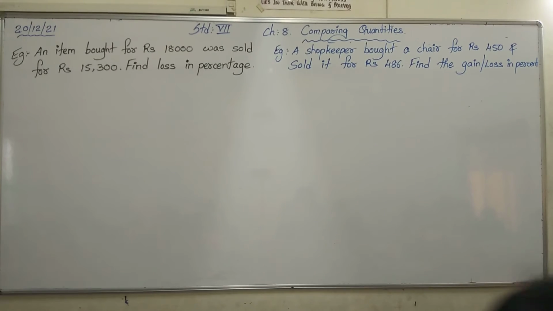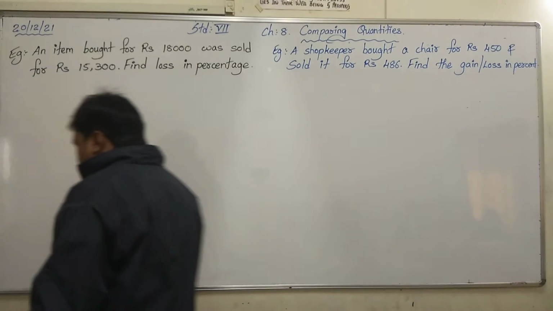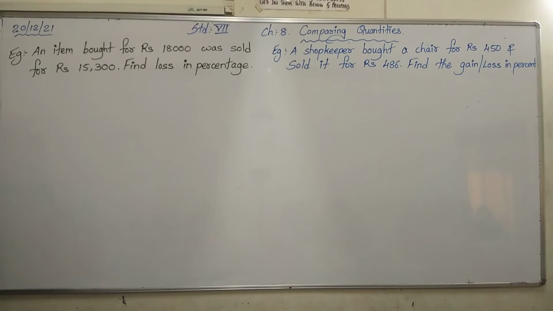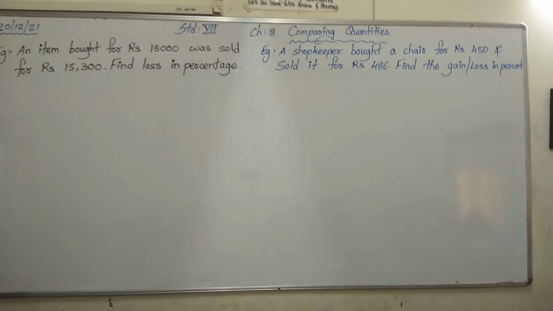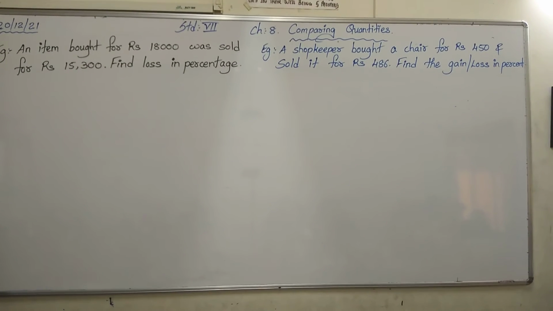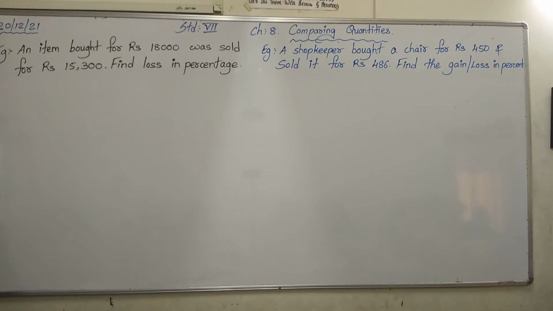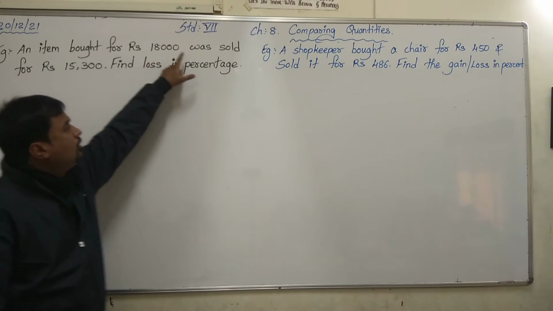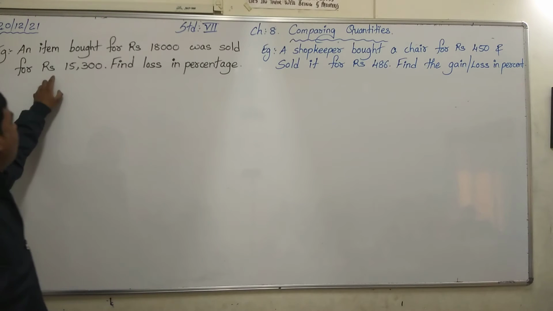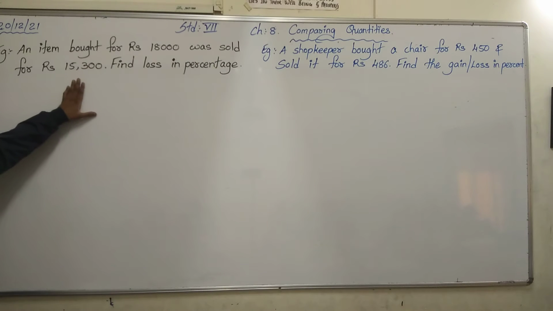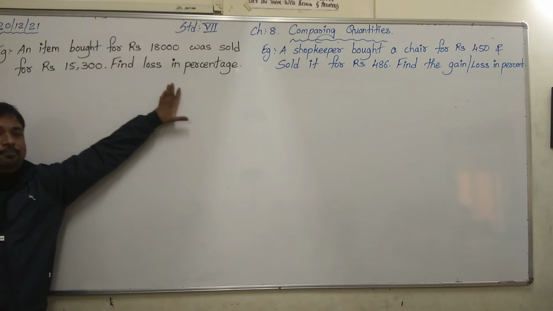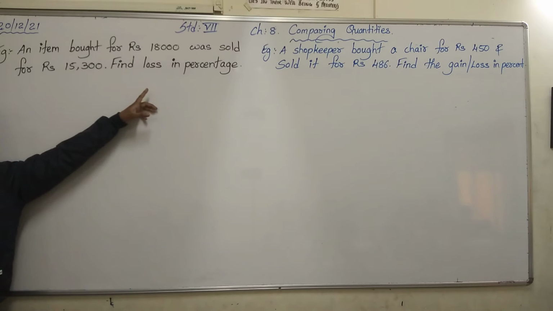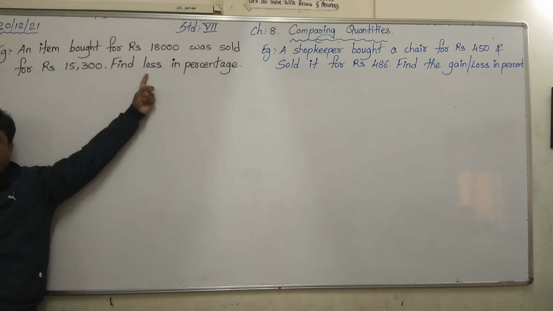Moving ahead. Now these type of examples are very easy and you can easily score the marks. Right? First of all, you have to remember all the formula that we have learned. The first one: an item bought for rupees 18,000 was sold for rupees 15,300. Find loss in percentage. Here already it is given to you that you will suffer a loss.